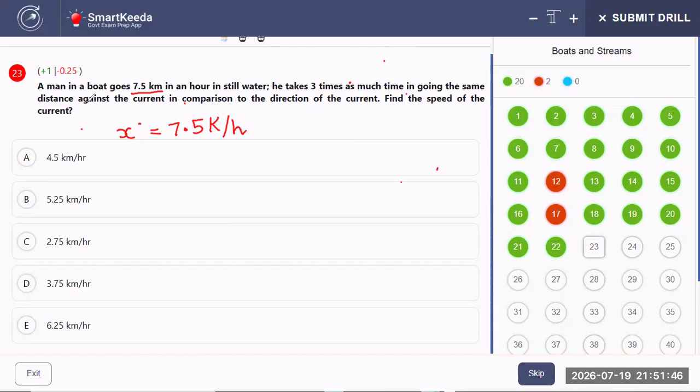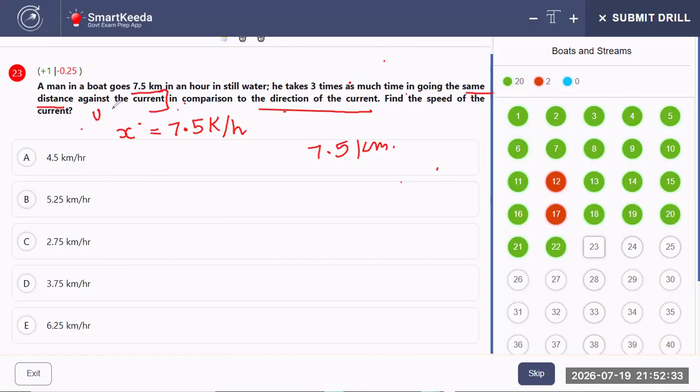the same distance against the current. It takes 3 times as much time in going the same distance against the current in comparison to the direction of the current.